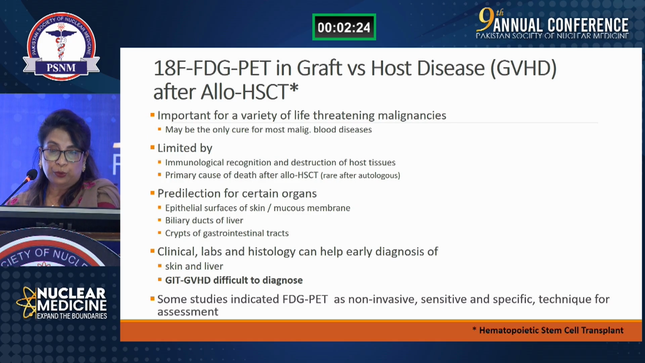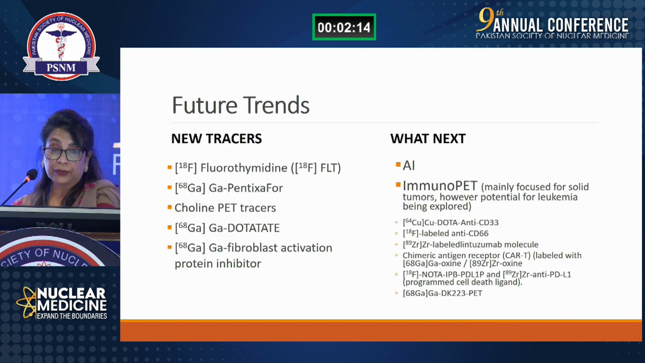Okay, so of course, PET CT, when done, can actually look at the GIT uptakes in these conditions. So what are the future trends? The future trends are these new tracers, which are there, and perhaps in the future we may see them coming in. And then what next? Artificial intelligence is there, which we all talked about, and then immunoPET also, which again has a load of other tracers which can be read up.